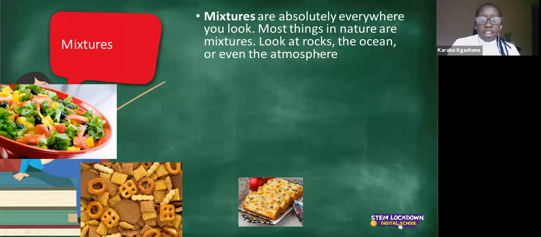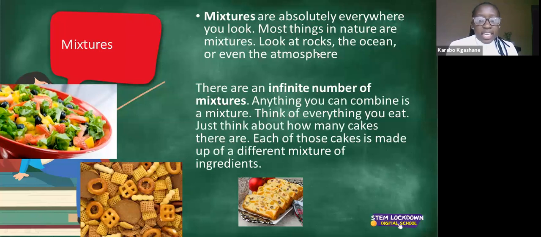Right. Then it says there are infinite number of mixtures. Anything you can combine is a mixture. Think of everything you eat. Just think about how many cakes there are. Each of those cakes are made up of different mixtures and ingredients. Just like I gave you the example now of that cake with the fruit filling, that is a perfect example of a mixture. All right, the fruit salad and the biscuit.